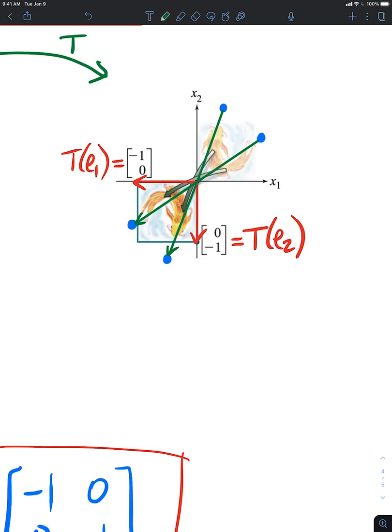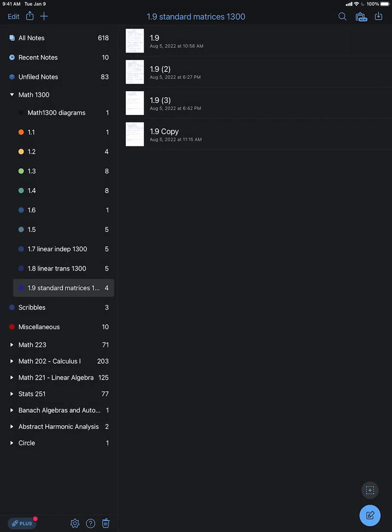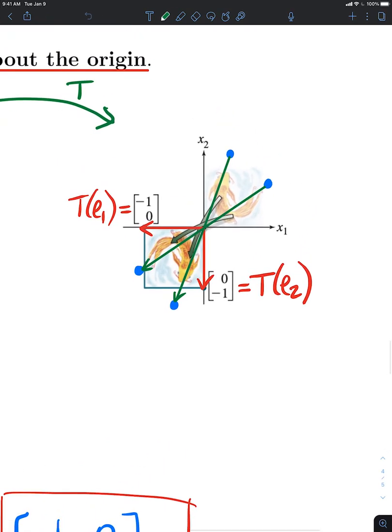Okay, maybe I'll. Oh, what's going on? It's locking up here. Okay, that seems to be better.